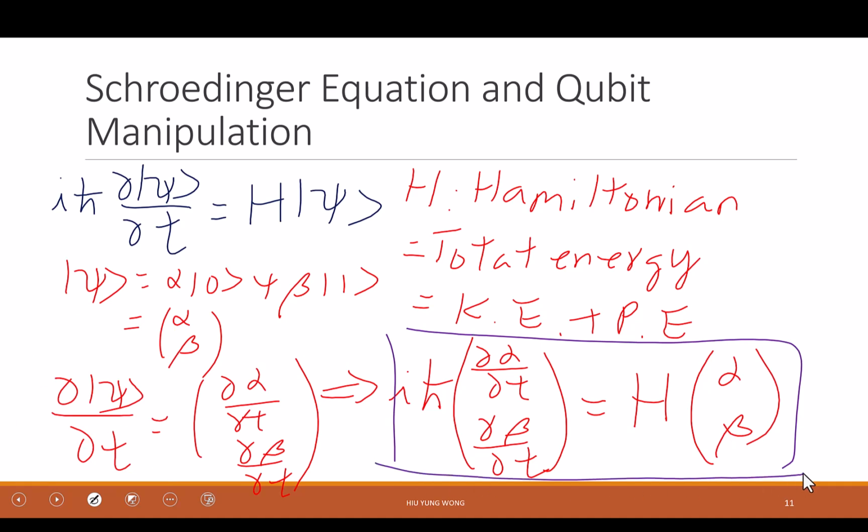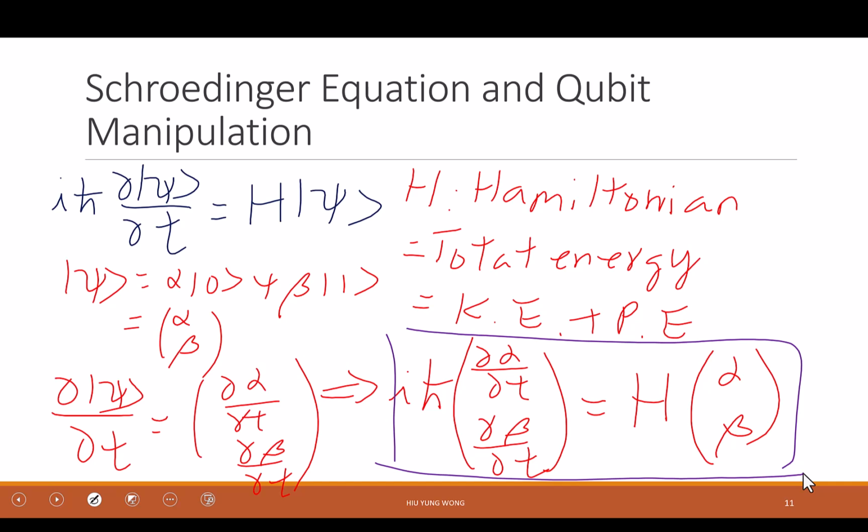So at this stage, you are just solving a system of linear equations, and your goal is to find alpha and beta. Once you know alpha and beta, of course, you know the state, because the state is just alpha |0> plus beta |1>, right? And that is the Schroedinger equation. So easy, so simple.